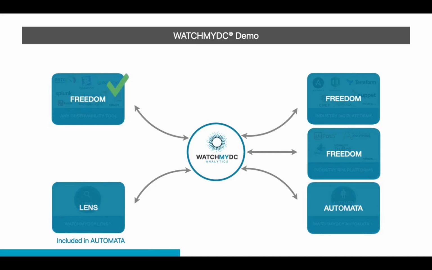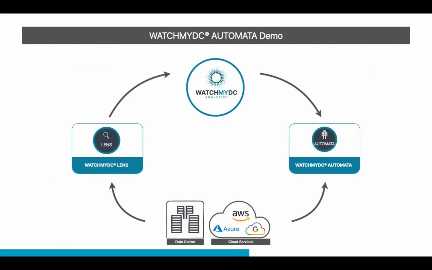Customers need to license the Watch My DC Freedom solution. With the Freedom solution, there is no need to replace existing and deployed toolsets. Watch My DC Lens solution is offered as an independent license. Watch My DC Lens is upgradable to Watch My DC Automata. And with Automata and Lens together, a customer can perform better observability and automations. In this demo, we will present the Watch My DC Automata solution, featured along with the Watch My DC Lens.